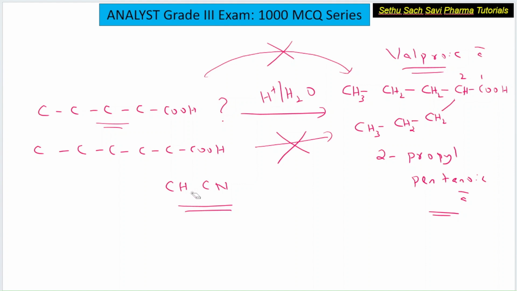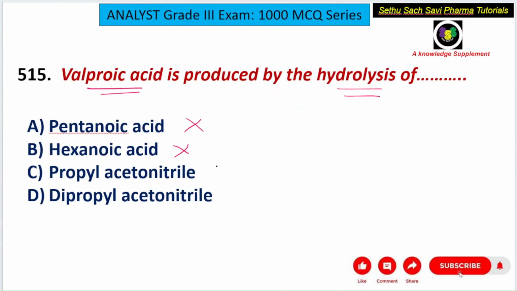So propyl acetonitrile means out of these 3 hydrogens, you replace 1 hydrogen and put the propyl group. Propyl means 3-carbon group. So CH3, CH2, CH2, CH2CN. So this is propyl acetonitrile. Now, do you think that on simple hydrolysis this will give valproic acid? No, the answer is again no, because valproic acid contains an additional propyl group also. So this will not give. So again, the answer C would be wrong.